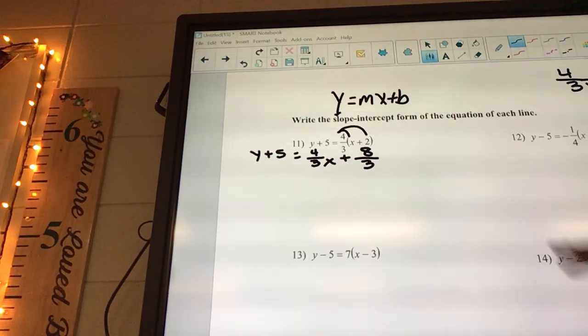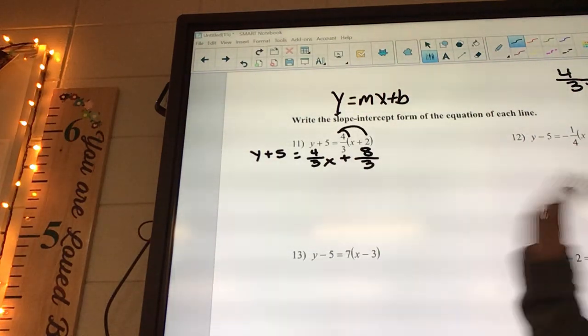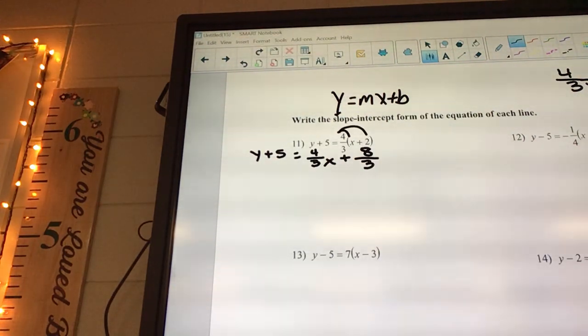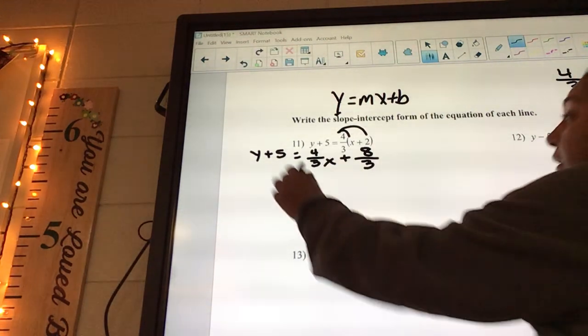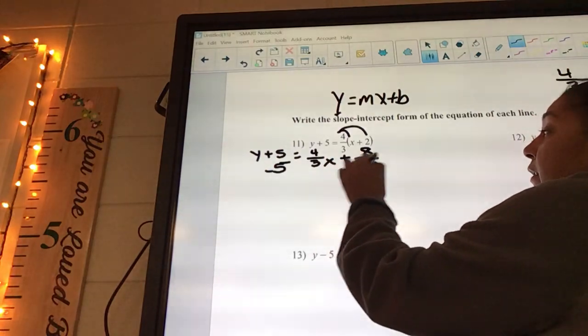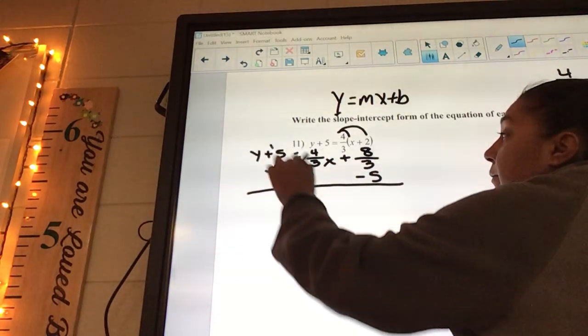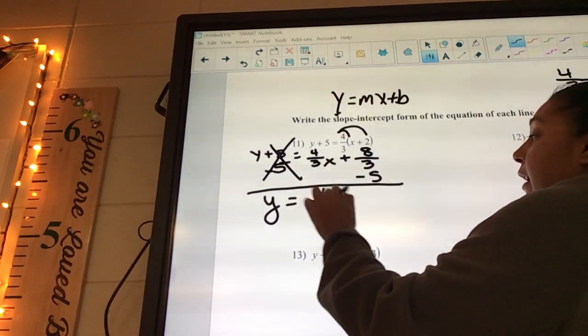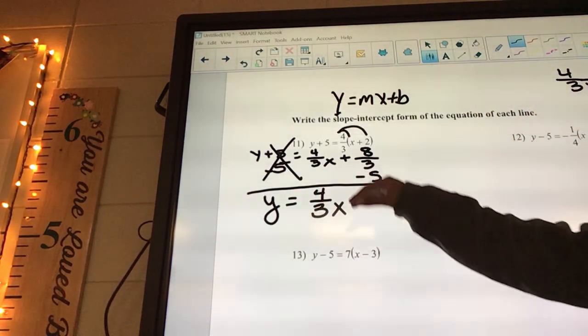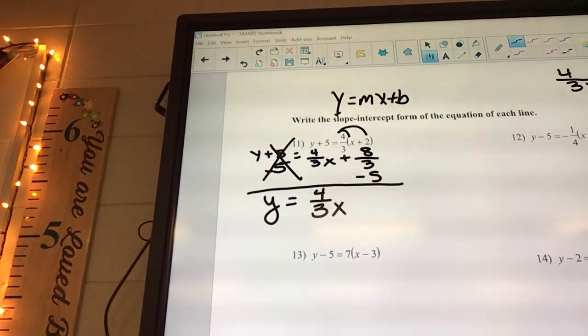Okay, so we distributed. Now, if we're looking at this, again, we're trying to get y by itself. So what needs done? Minus the 5, the 8/3. Minus the 5, and it's got to go with this 8/3 because it has no x. Okay, so we get y equals 4/3 x. And this is why I said don't erase on your calculator, because then you could have just hit minus 5. Okay, and everything can be done very quickly.